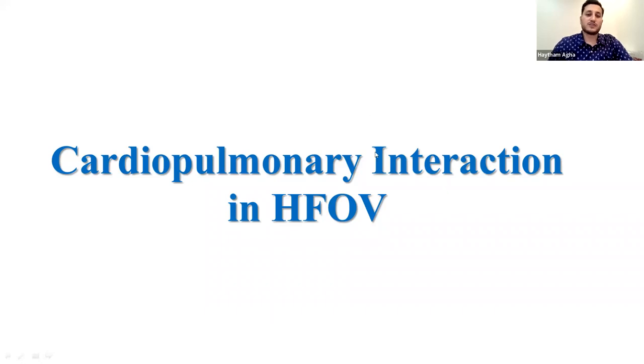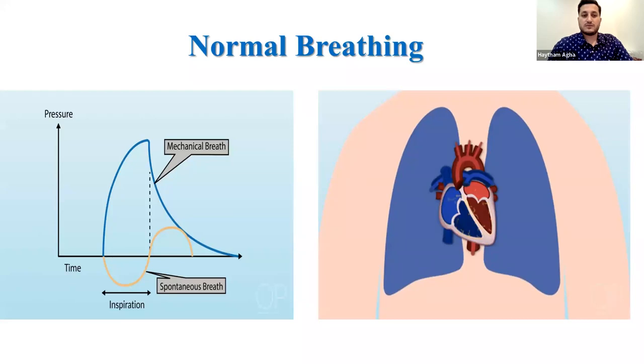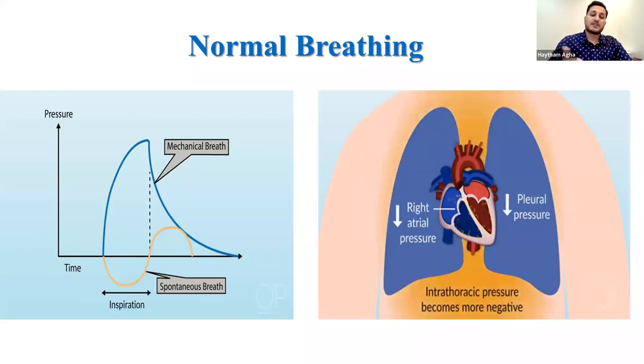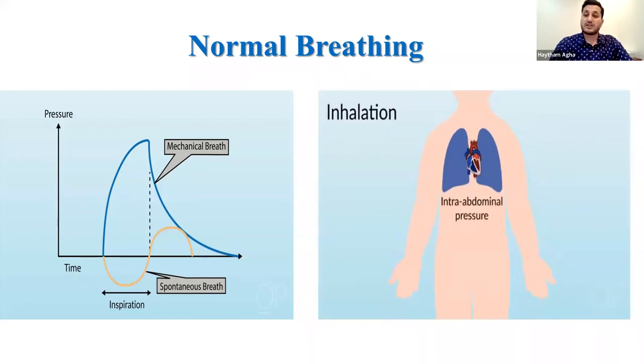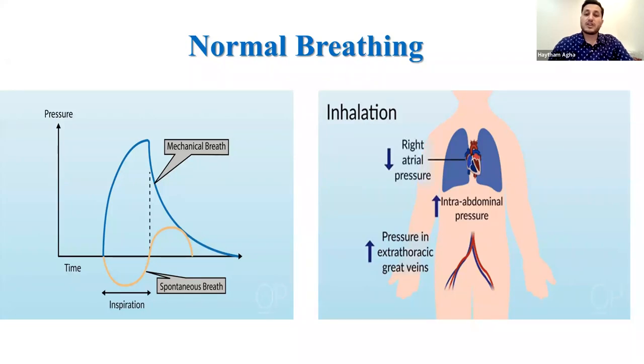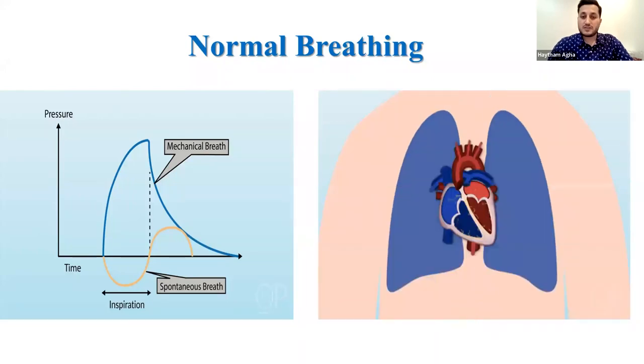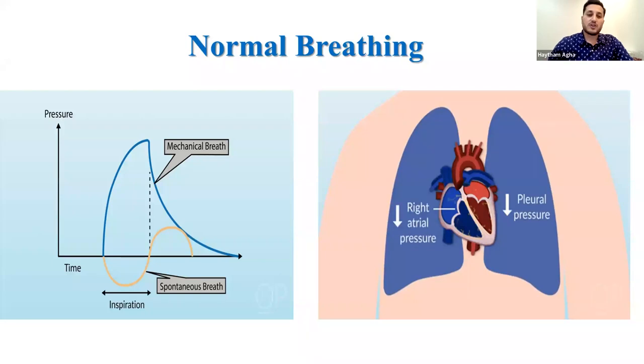Thank you, Dr. Adib. Now we'll go to the main meal today. As Dr. Adib mentioned, cardiopulmonary interaction in high frequency oscillatory ventilation. As we know, in normal breathing, the intrathoracic pressure oscillates between negative pressure during inspiration and a little bit positive pressure during expiration. This allows the intrathoracic pressure to be low, right? Atrial pressure will be low. Also, the venous system inside the thorax will become more distended, so more inflow and venous return will go to the RV. It's also well known that the RV is a volume-dependent chamber. With more volume, more cardiac output.